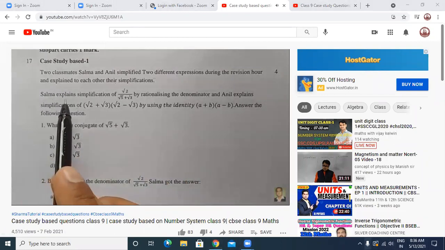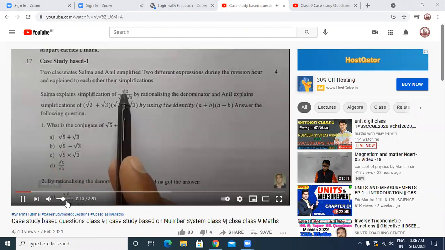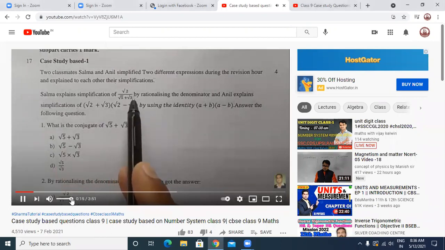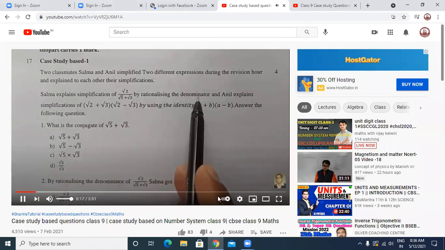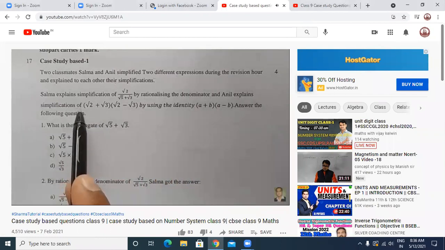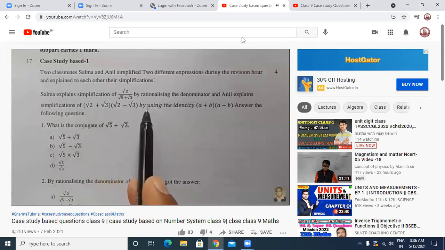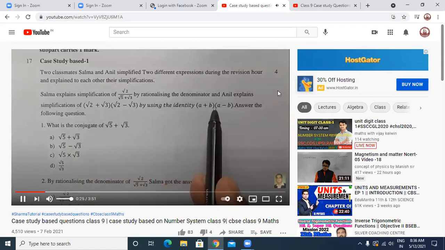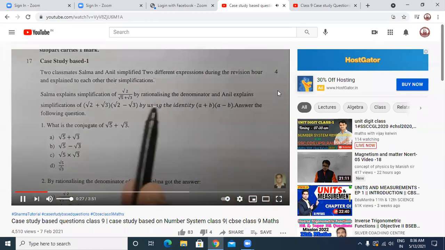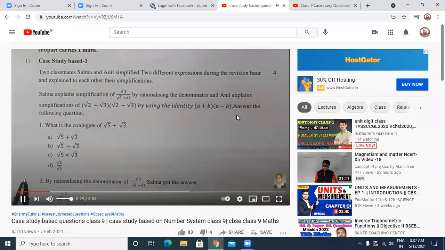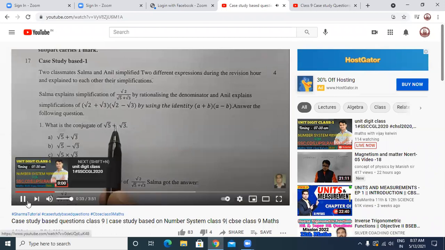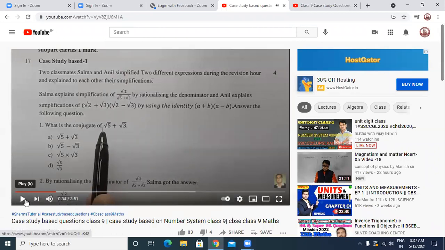Salma explains the simplification of square root 2 over square root 5 plus square root 3 by rationalizing the denominator, and Anil explains the simplification of root 2 plus root 3 into root 2 minus root 3 by using the identity (a plus b) into (a minus b). Answer the following questions. First question is, what is the conjugate of square root 5 plus square root 3?